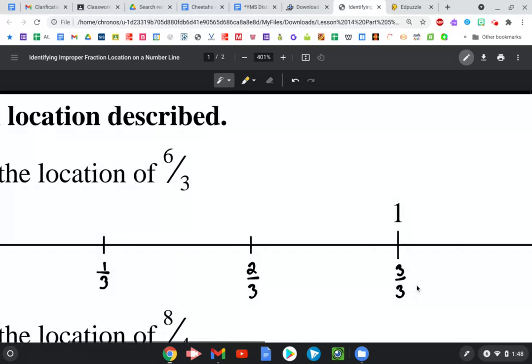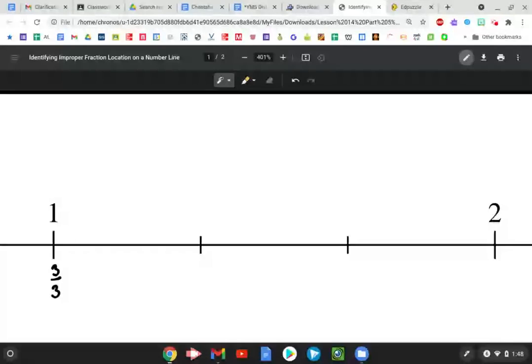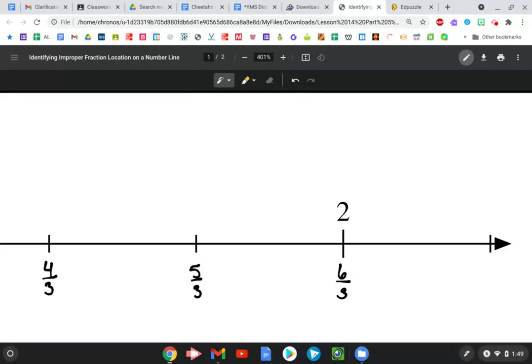But this number line continues past 1. Look at that. Now we see we have from 1 to 2. So how do we label these additional thirds? Well, using improper fractions, we simply count on. So we stopped at 3 thirds, which is equal to 1. So what comes after 3? That's right, 4 thirds. And then 5 thirds. And then 2 is 6 thirds. And actually, this number line goes all the way up to 7 thirds.